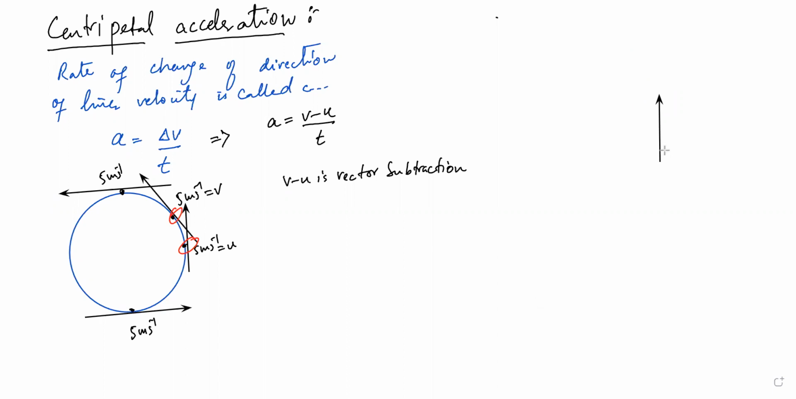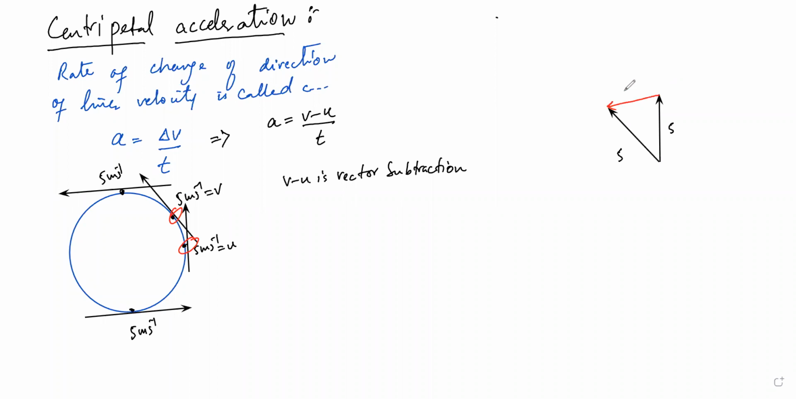If you want to subtract, what do you do? You join the vectors like this, tail to tail, like this. And the length should be the same. If it is 5, it should also be 5. The difference is this.